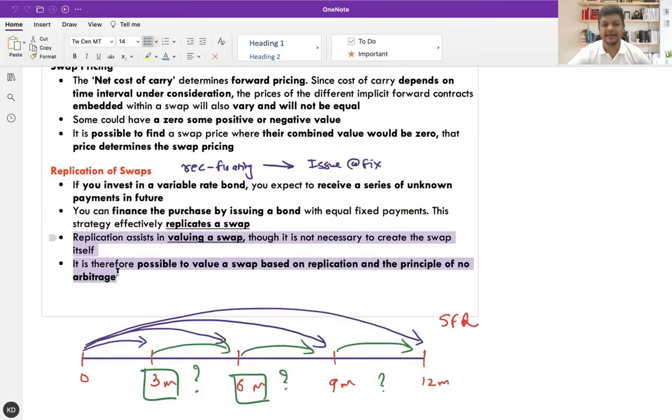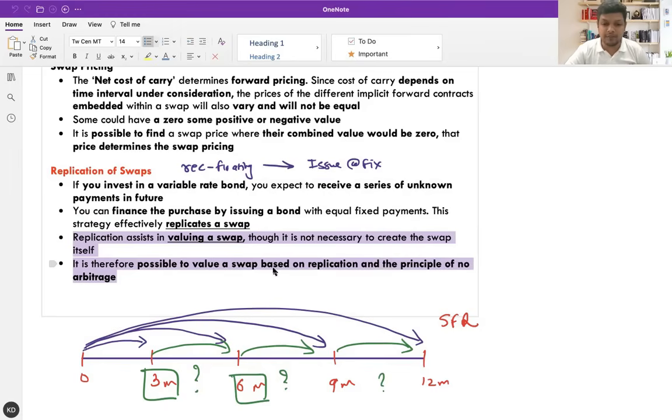Now read these two points. Replication assists in valuing a swap, though it is not necessary to create the swap itself. I don't want to do replication to make a swap. For a swap, I can directly deal with an investment banker. But the price of that swap should be equal to the replication strategy where I issue a fixed rate bond and I receive floating rate bond interest.